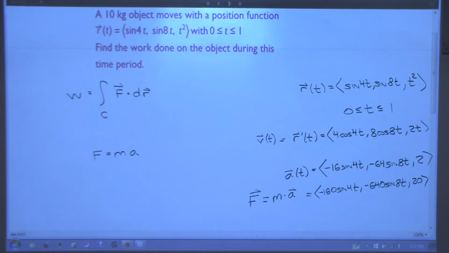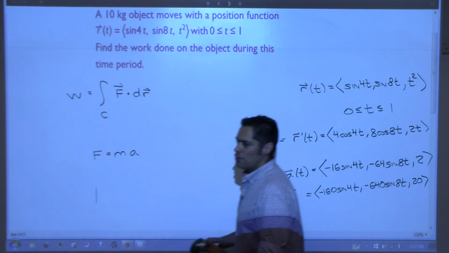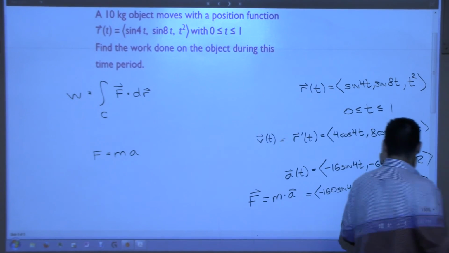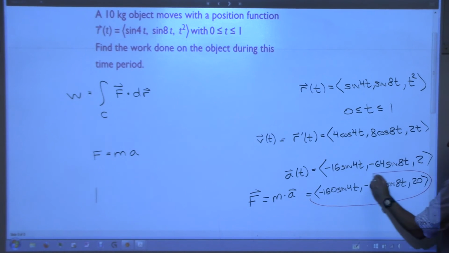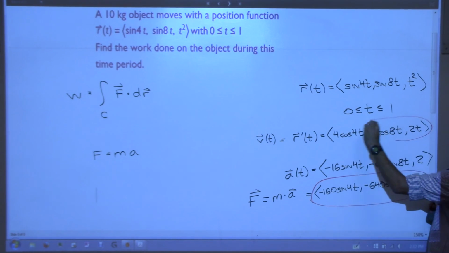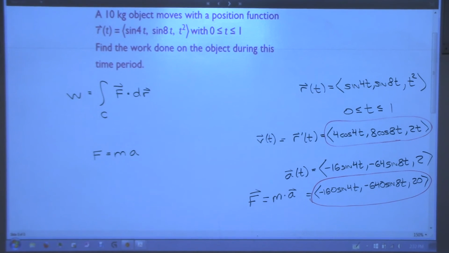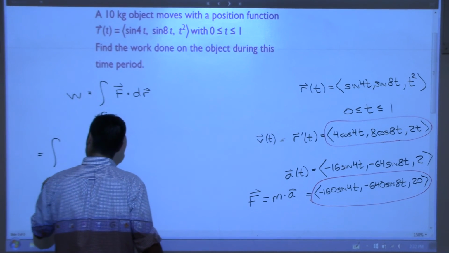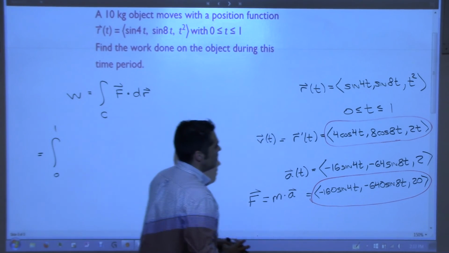It doesn't matter. All right, so all I need to do is dot these. I need to dot my force with r prime. Don't you need to plug the r into this? Well, this is already in terms of t, so we don't need to do that. It actually came from that. We just dot those two together. Do we have a restriction on t? It was given, 0 to 1.